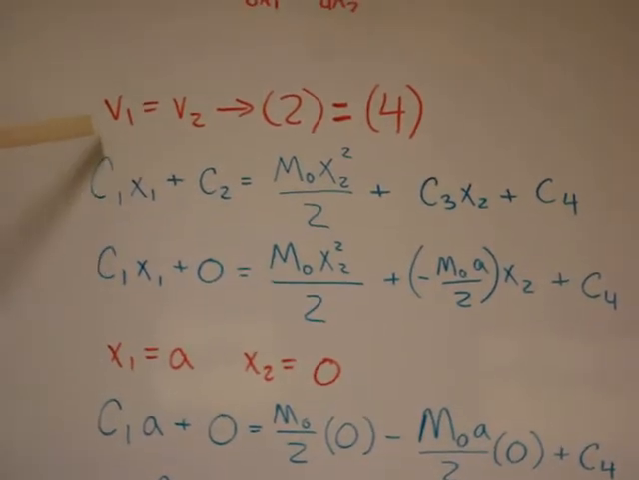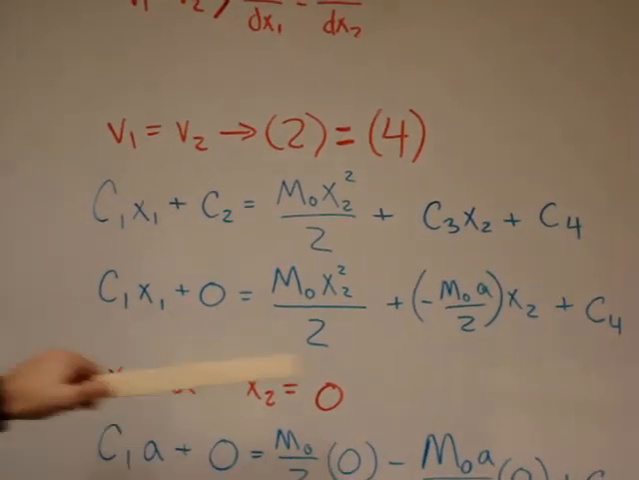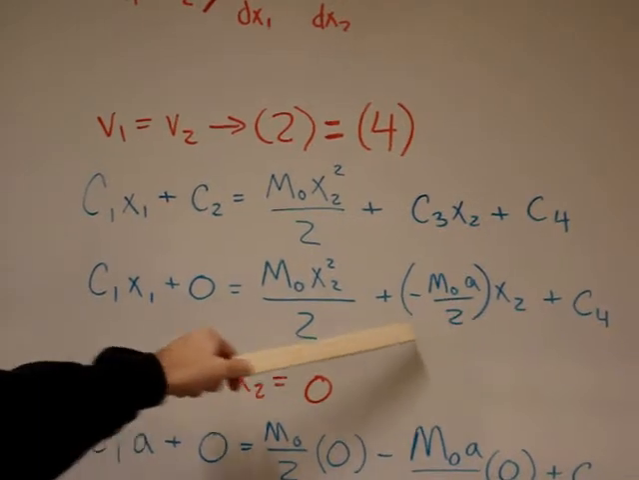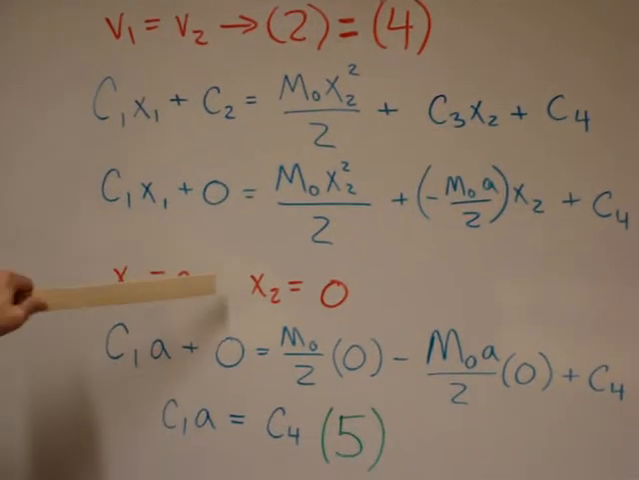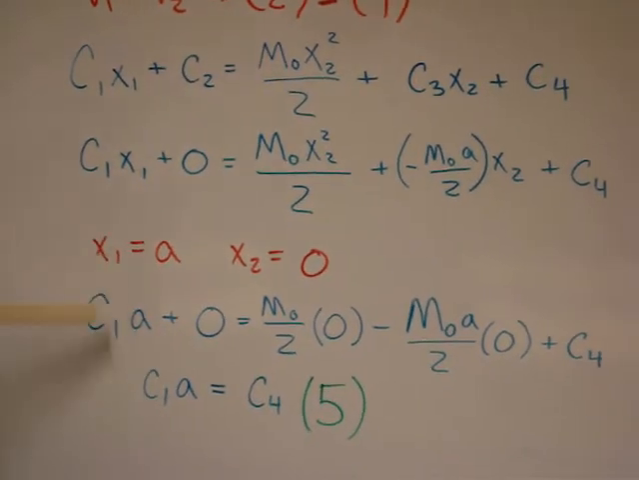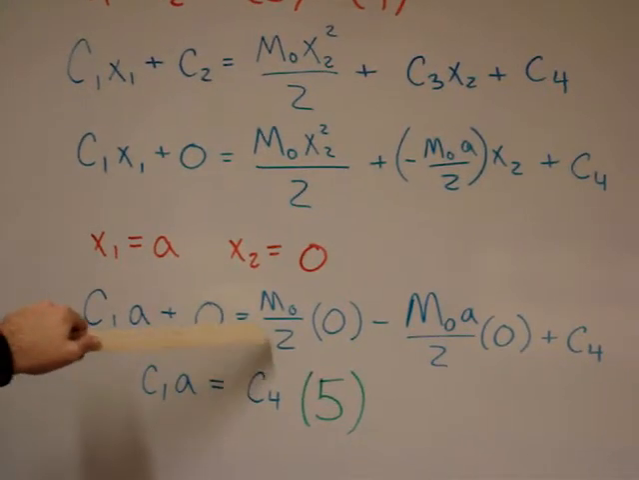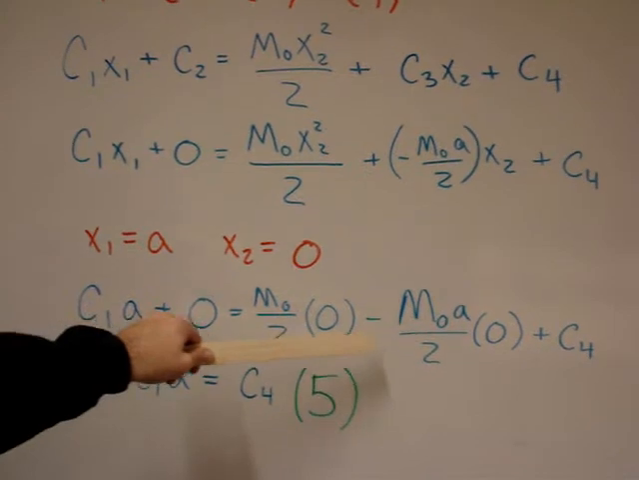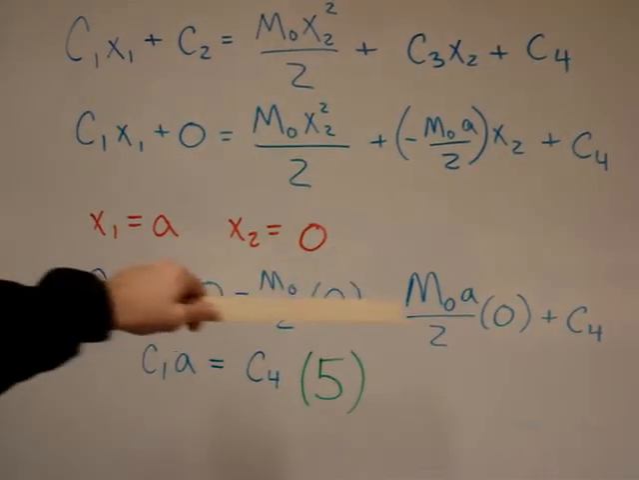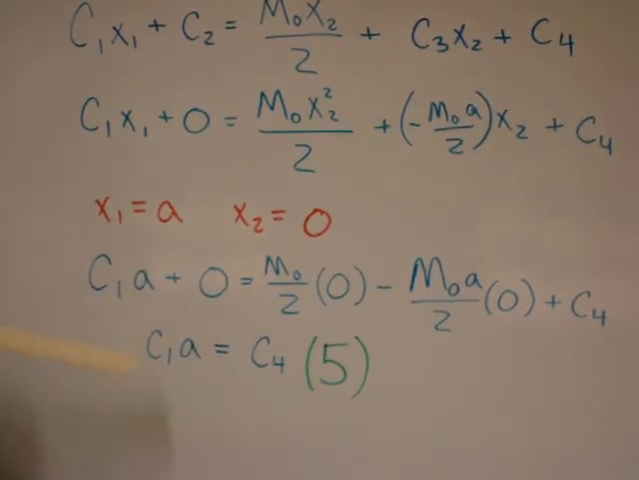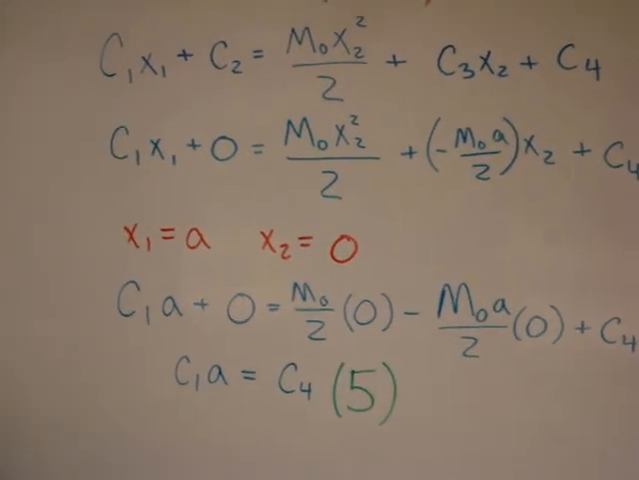Then we're going to plug in our known values of c2 and c3. c2 is 0, c3 is negative M0 times a over 2. And from before we have x1 equal to a and x2 equal to 0, so we plug that in. So we've got c1 times a plus 0 is equal to M0 over 2 times 0, minus M0 times a over 2 times 0, plus c4. Canceling all the zeros out, we have c1 a is equal to c4, and this is going to be our equation number 5.